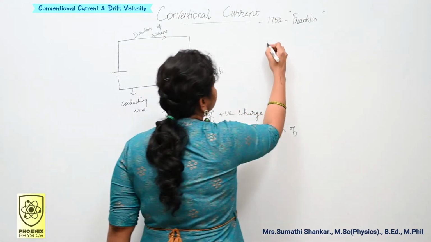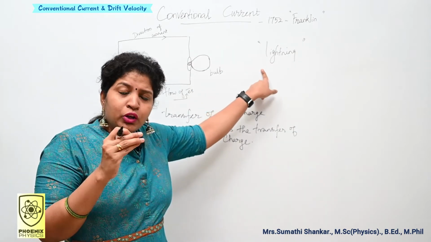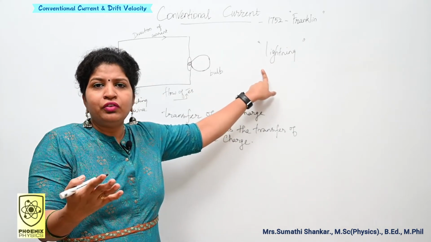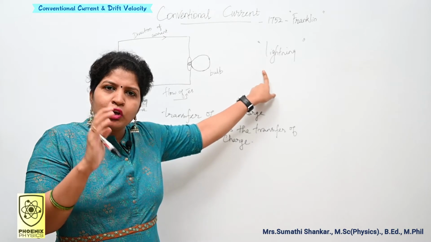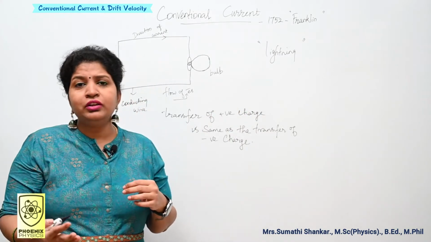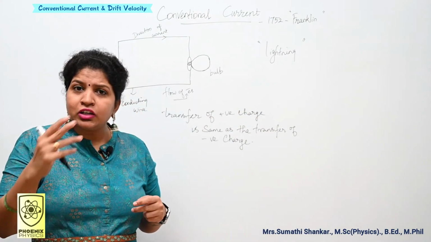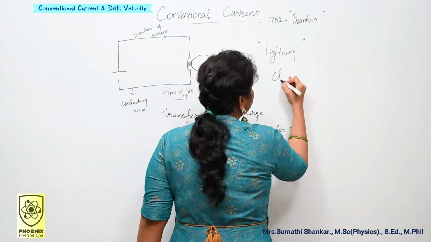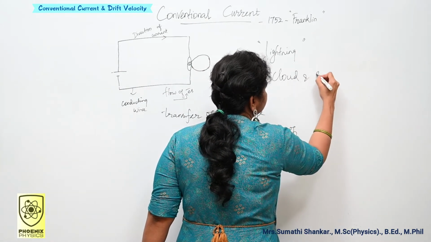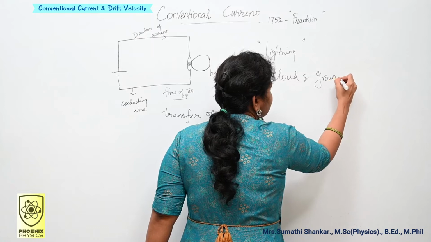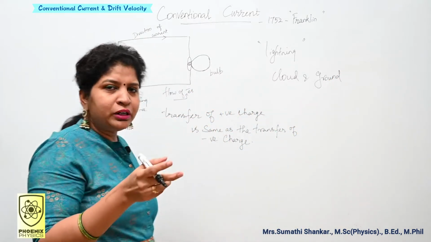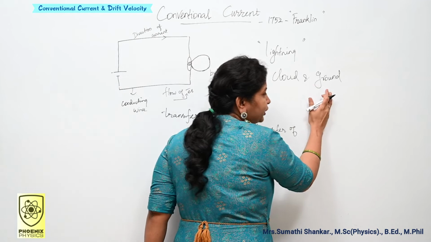In nature, lightning produces an enormous amount of electric current in a short time because a high potential difference is created between the cloud and the ground. So, charges flow between the cloud and the ground.